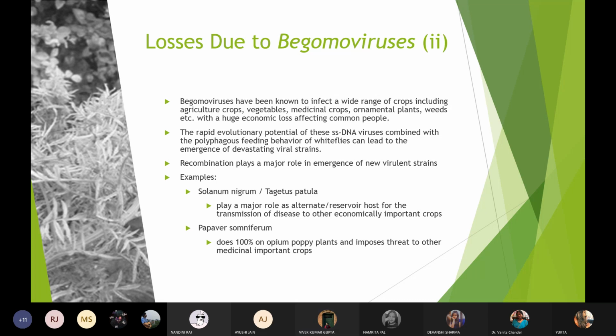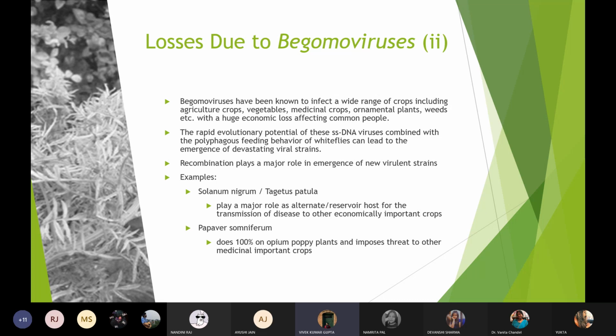Now, we can look at several examples of certain Begomoviruses. While I've just provided two, Solanum nigrum and Tagetes patula, these are two different types of Begomoviruses. They both play a major role as alternate or reservoir hosts for the transmission of the disease to other economically important crops. So we can see that these plants not only lead to the infection of one plant, but a multiple number of plants. So that's why it's dangerous.